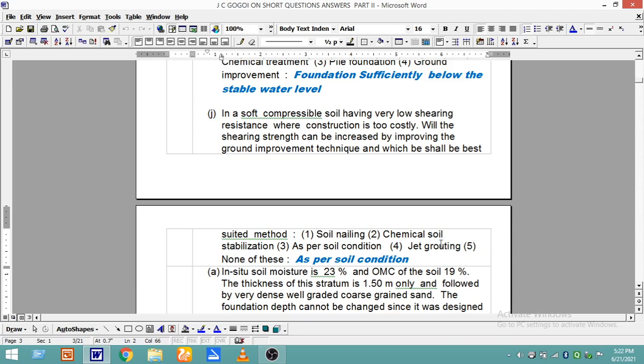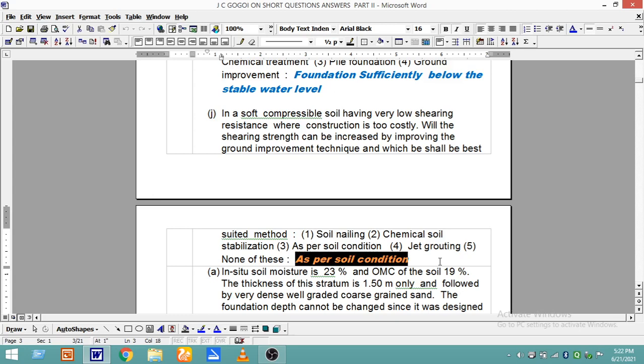Soil nailing is suitable for some type of soil, or chemical soil stabilization is suitable for some type of soil. Cement grouting or jet grouting is also suitable for some type of soil, but these are not working for all types of soils. Different soils require different treatment. So the correct answer is as per soil condition.